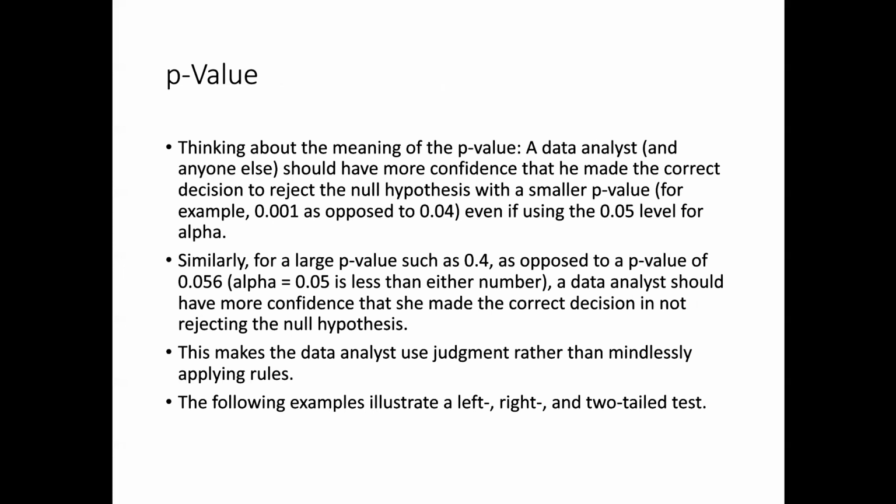Thinking about the meaning of the p-value, a data analyst and anyone else should have more confidence that he or she made the correct decision to reject the null hypothesis with a smaller p-value. For example, 0.001 as opposed to 0.04. Both of those are less than 0.05, which is the typical alpha that we use. But we should be more confident that we're in the rejection of the null hypothesis, the smaller that our p-value is.